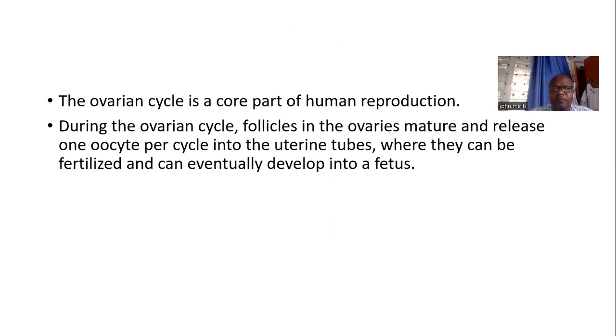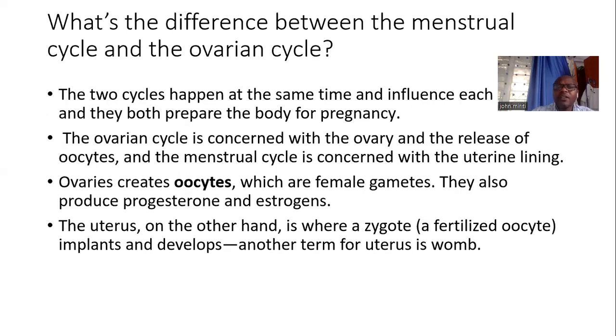So the ovarian cycle is a core part of human reproduction. During the ovarian cycle, follicles in the ovaries mature and release one oocyte per cycle into the uterine tubes. But not always one, because there are sometimes twins, but on average it is one, where it can be fertilized and eventually develop into a fetus. So what is the difference between the menstrual cycle and the ovarian cycle?